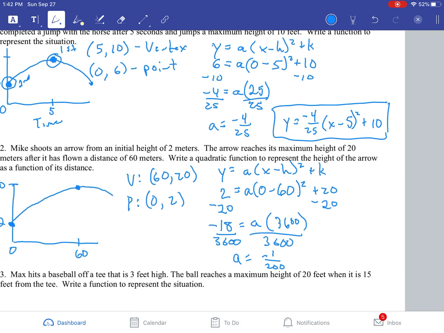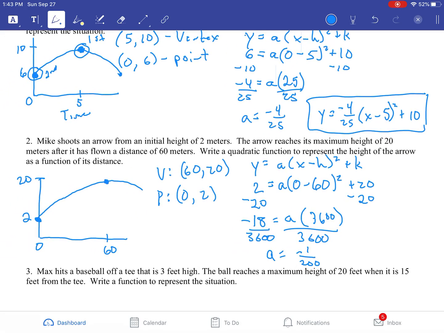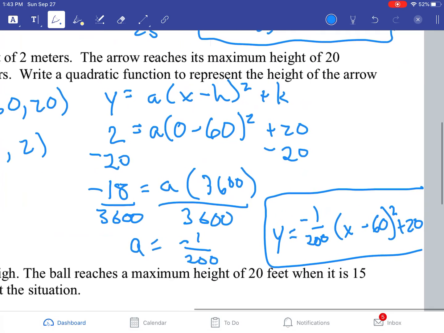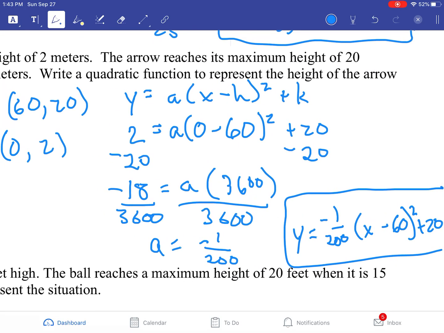All right, so now that we've gotten that, we're going to redo the equation. We're going to have y is equal to negative 1 over 200 times the x value, which we don't need to put in, minus 60 squared plus 20. Sorry, I almost ran out of space there. There we go. That will be your equation.